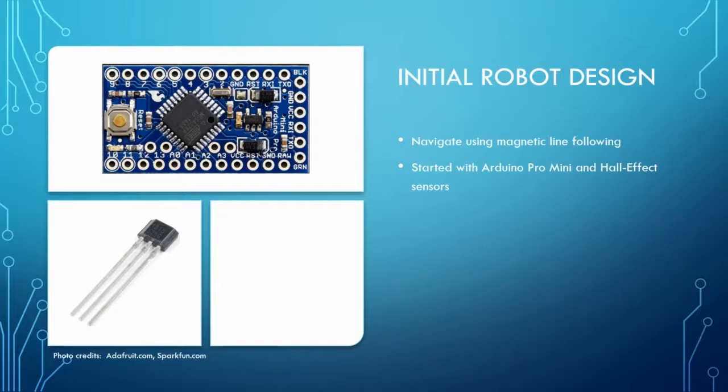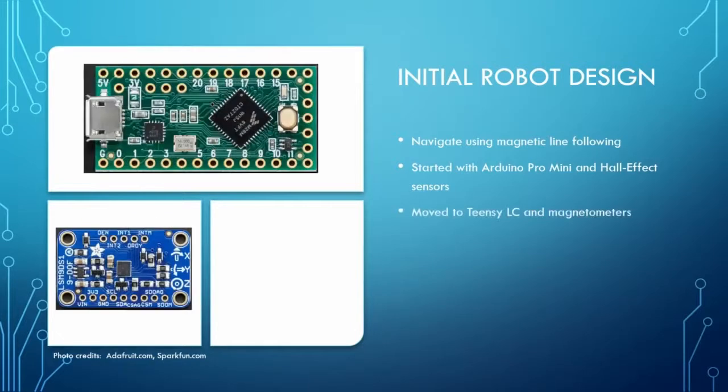and that the Arduino Pro Mini didn't have quite as much processing power as we needed, so we decided to switch to using a Teensy LC, which is another Arduino compatible microcontroller with a little bit more oomph to it, and a digital compass to use for navigation. And this digital compass had the bonus, not only was it a compass, which was much more sensitive to magnetic fields than the Hall effect sensor, but it also came with a gyroscope built into it. So we got a 2-for-1 deal there.